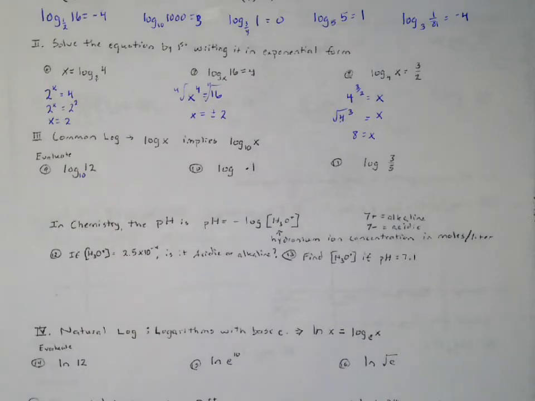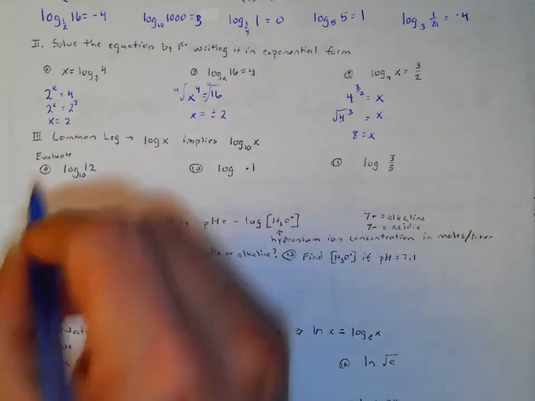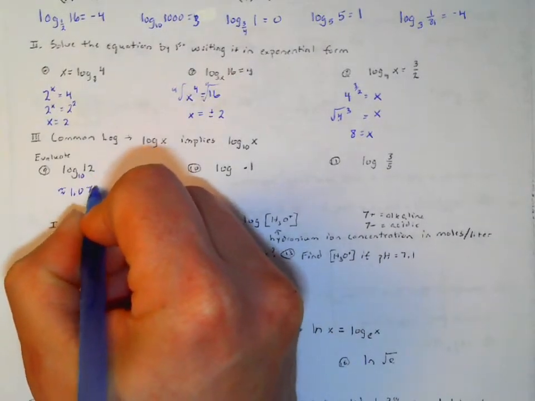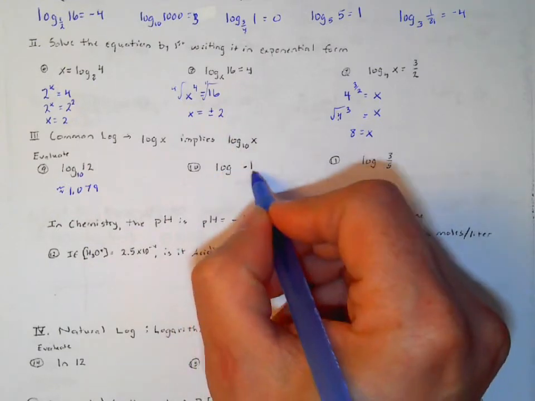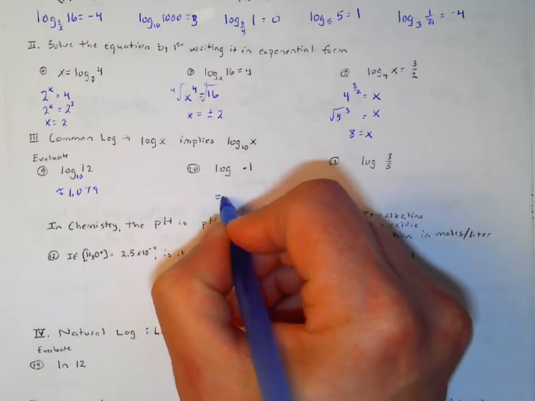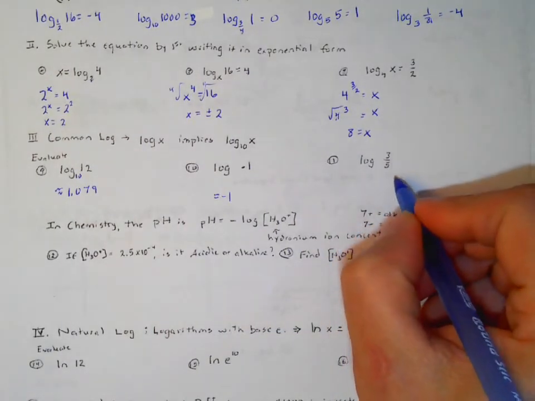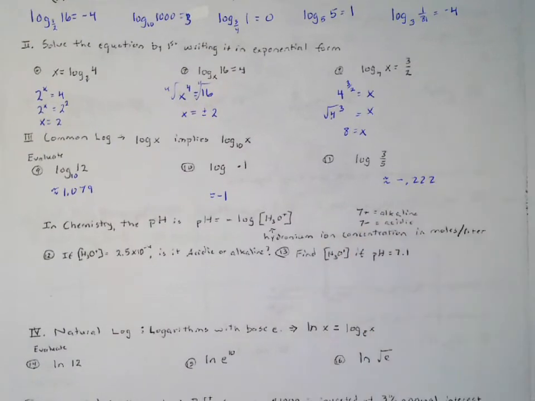So this is just log. Okay, so here we're doing log of 12, and it's approximately 1.079 in your calculator, and log of this is equal to -1. Okay, and log of 3/5 is approximately -0.222. But if I go to the thousandths place, okay, that's how we do those there.